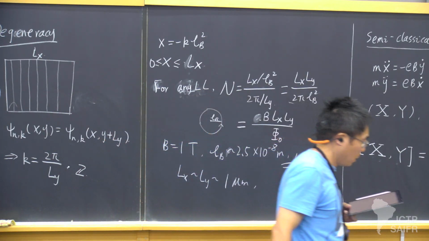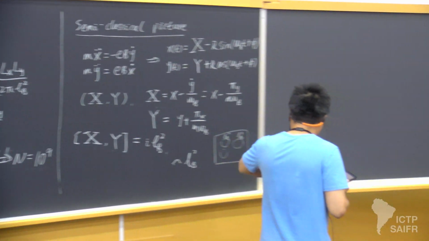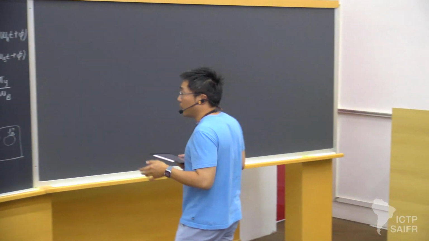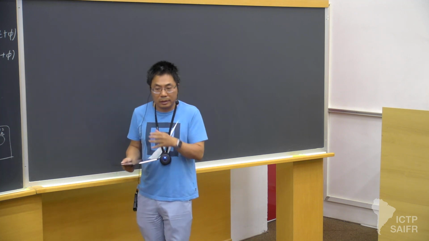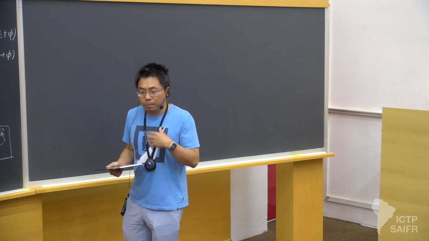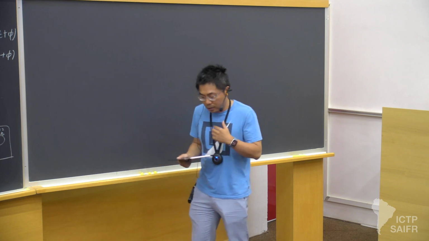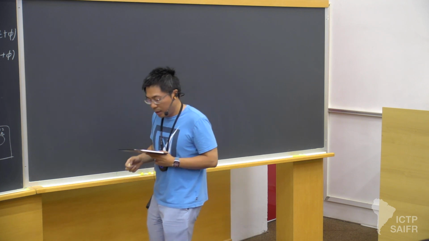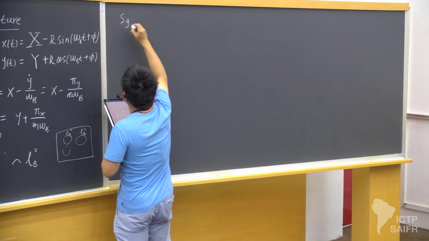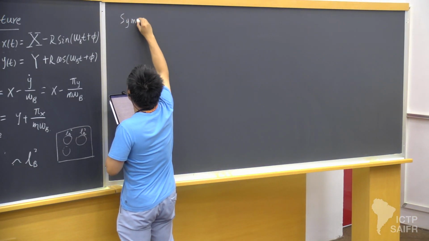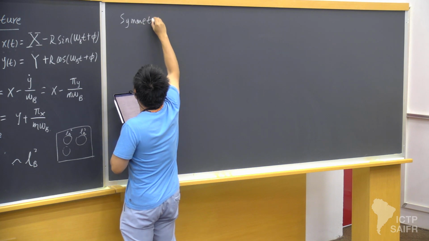So in the rest of this lecture, I will tell you another choice of gauge, which ends up with a different type of basis for Landau levels, and which is also very useful in later discussions. And the gauge is called the symmetric gauge.